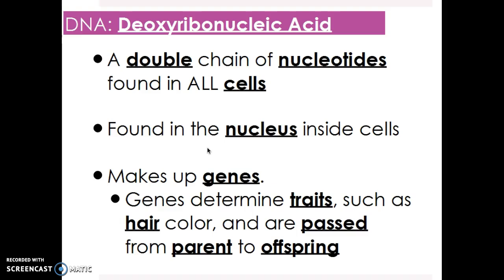So far we have found out the function of a nucleic acid. We've talked about the monomer and what the monomer looks like and the parts of the monomer. Now we're going to talk about the polymers. Nucleic acids have two polymers.